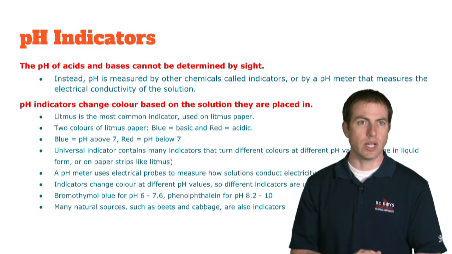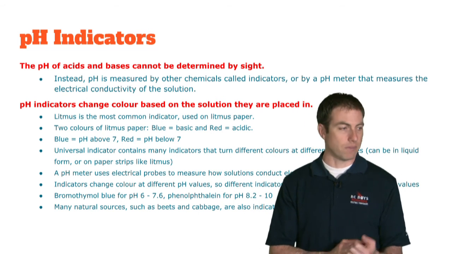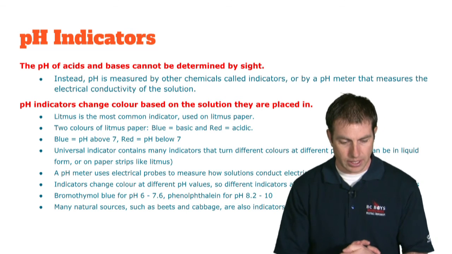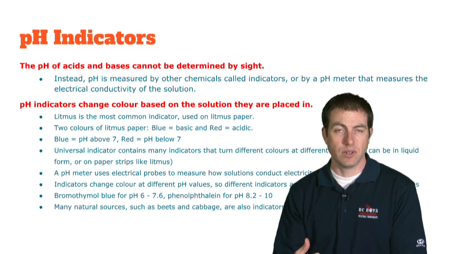So you guys have used indicators before. If you haven't ever seen that before, we're going to do a couple here today, so you'll have a general idea of what it looks like. You can also use a pH meter. It basically tells you how conductive the substance is.